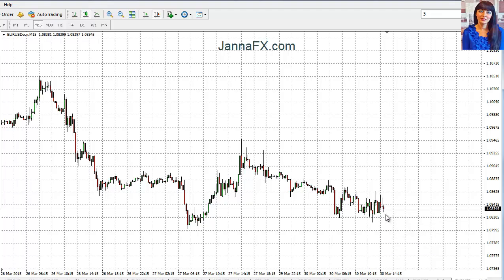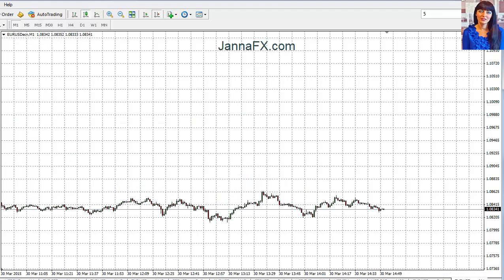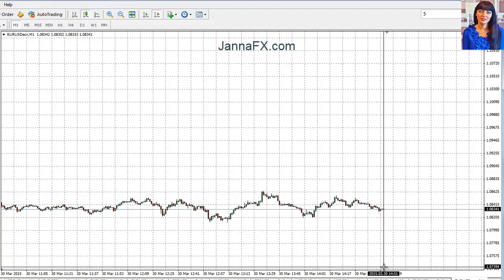Now we need to figure out what the time is in my platform. Right now it's a 15-minute chart, and I'm going into the 1-minute chart to see what the time is at this moment. You can see right at the bottom it tells you exactly that minute. It's 14:51, so it's nearly 3 p.m., and it's the 30th of March 2015.